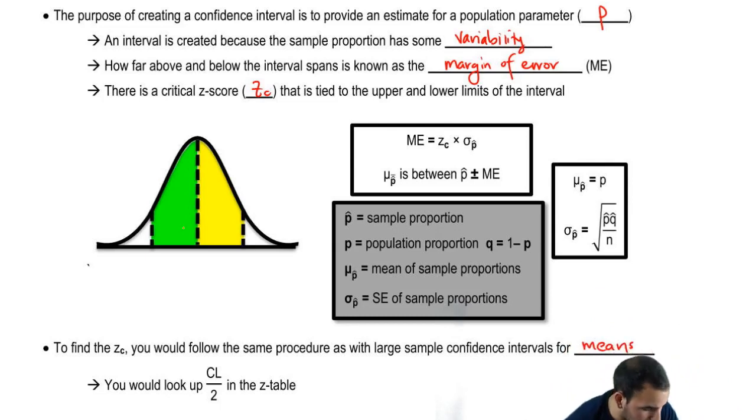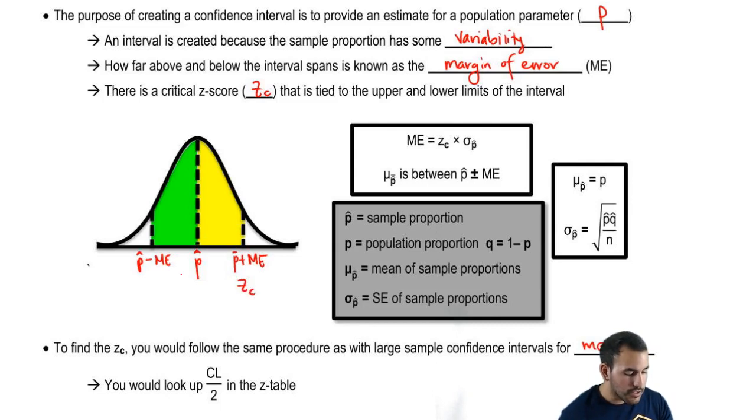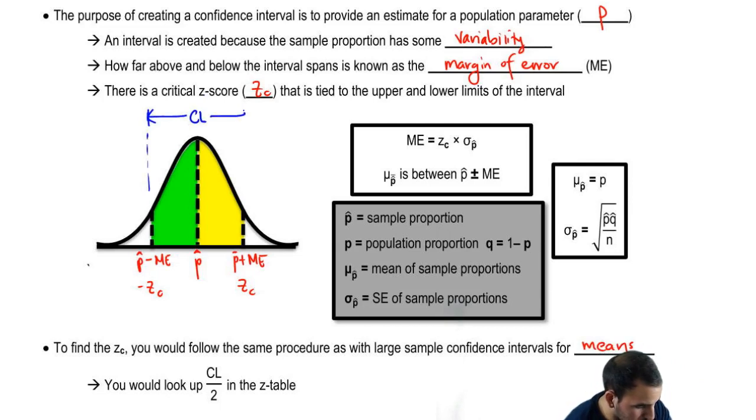So then we're going to have our p hat here. Here's our p hat plus the margin of error. Here's the p hat minus the margin of error. And there's going to be z's associated with both of these, right? And again, we're given a confidence level. So here's our confidence level.